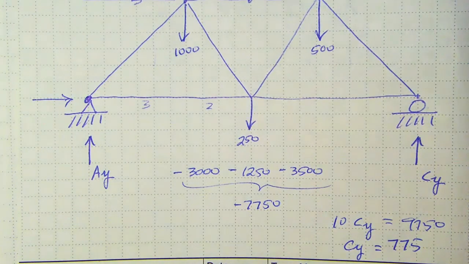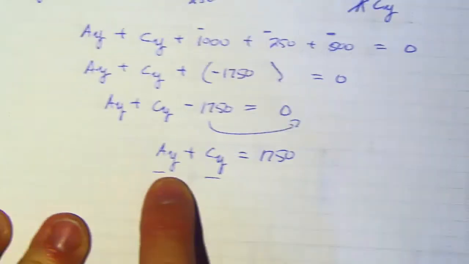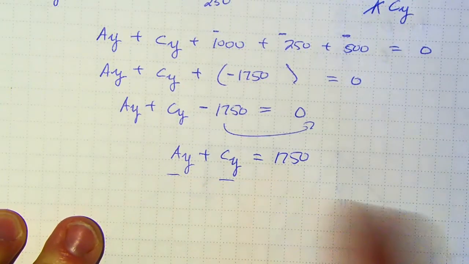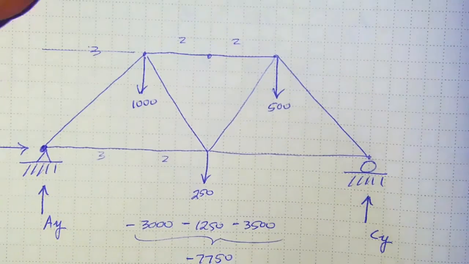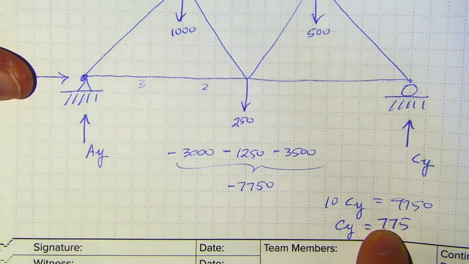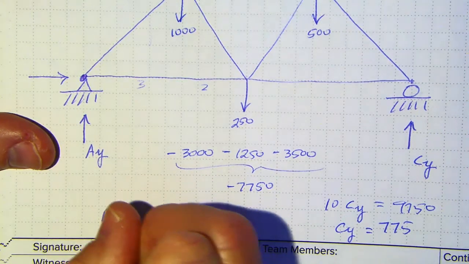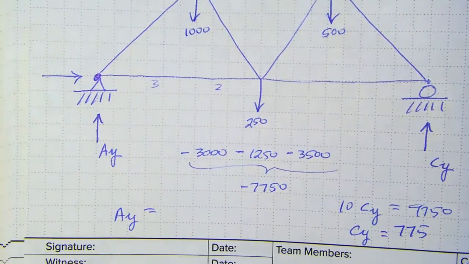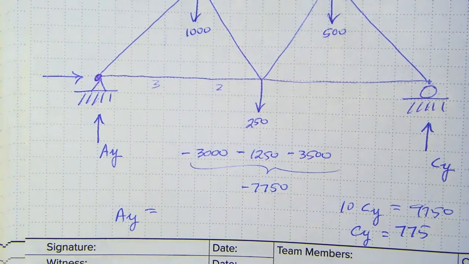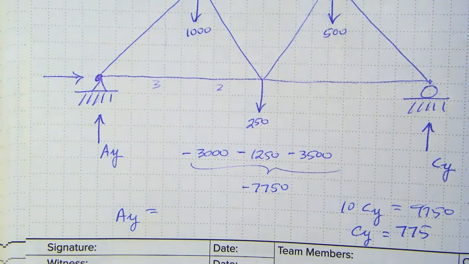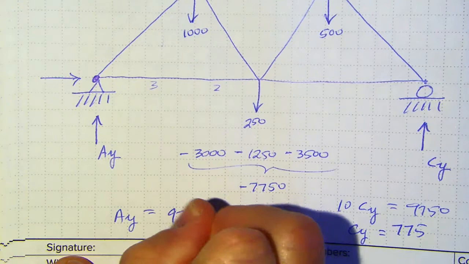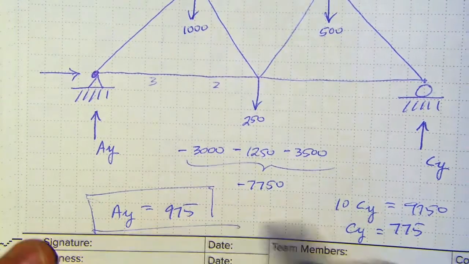And if I already know that A sub y plus C sub y is 1750, and I just found out that C sub y is 775, well, if you subtract that, 1750 minus 775, then I get 975. Does that sound right? 975. Okay, that's something.